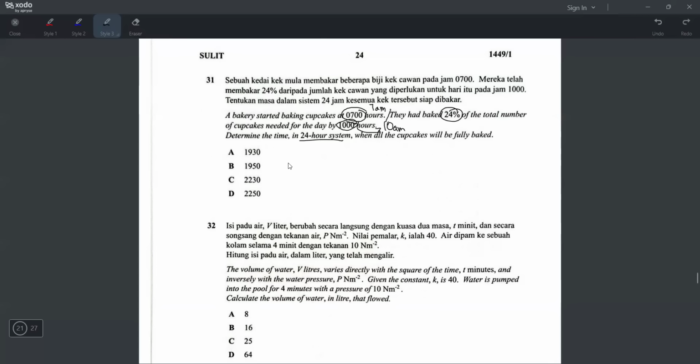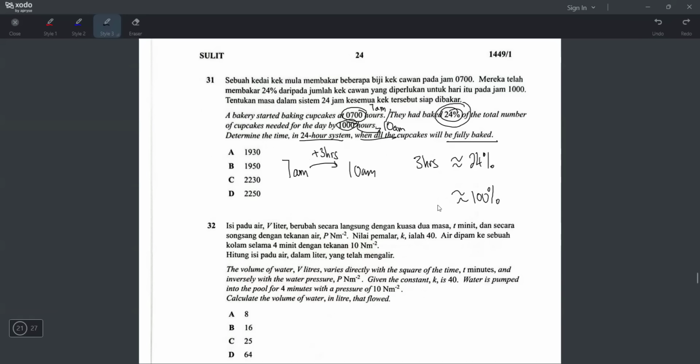From 7 AM to 10 AM, dia kena tambah 3 hours. And in 3 hours, you already baked 24%. So when will the cupcakes be fully baked? We have to find out what is the time taken to fully bake 100% dulu. 3 hours, you baked 24%. So imagine 100%, how long here?